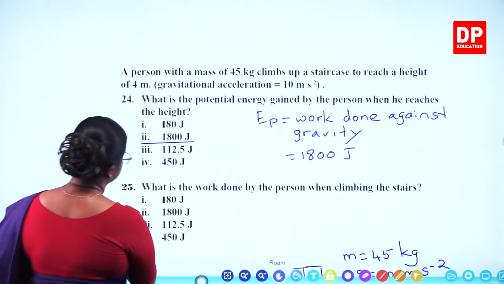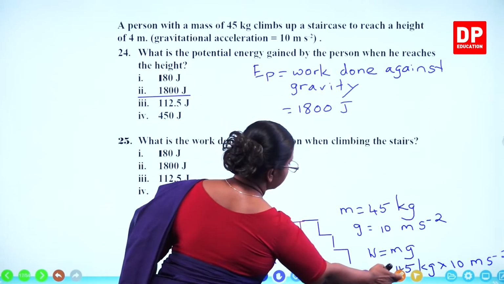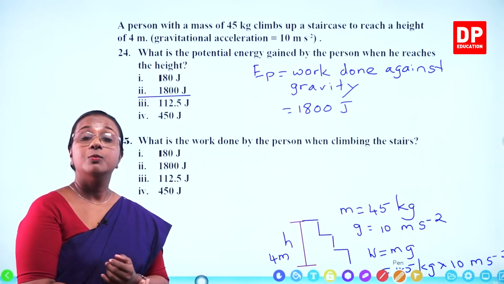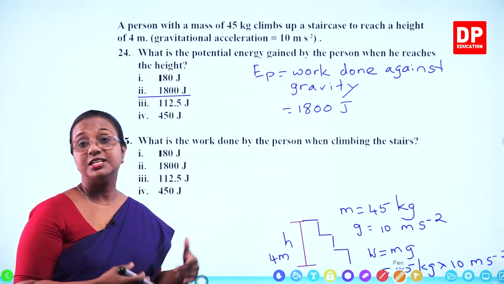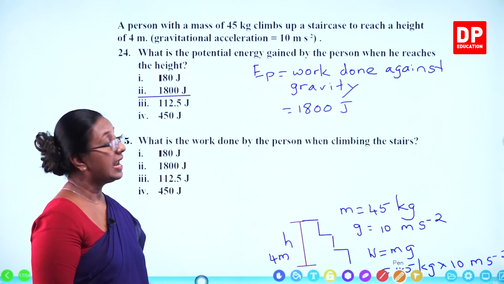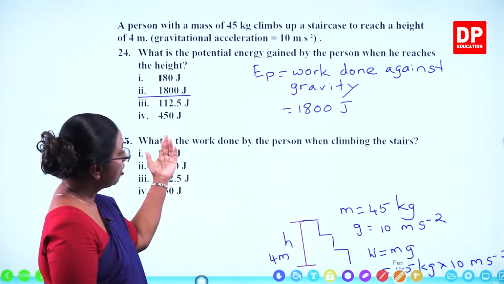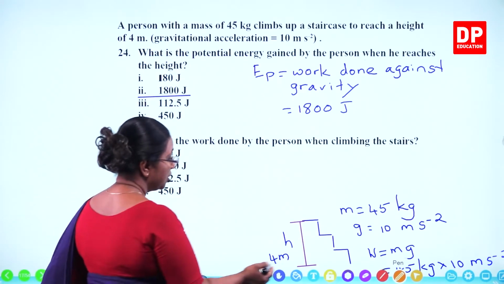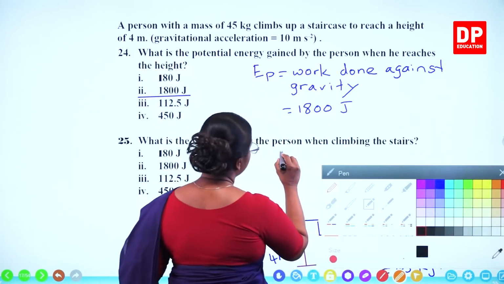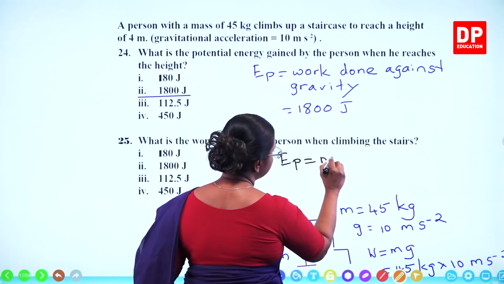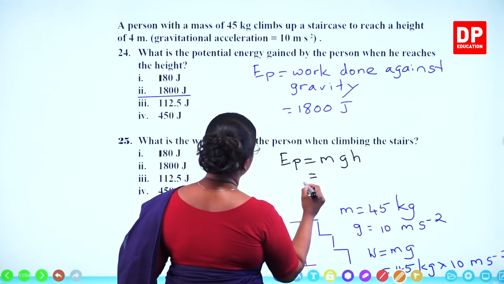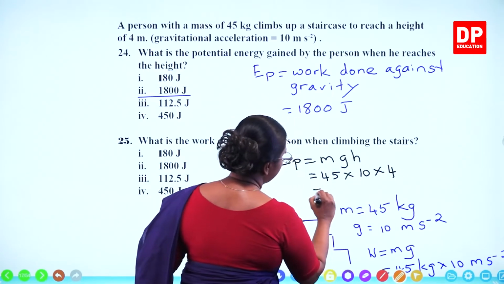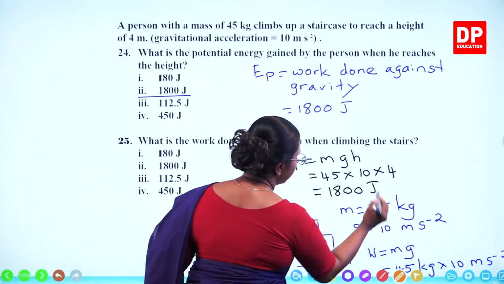Then the next question. What is the work done by the person when climbing the stairs? The same thing. Work done is the gravitational potential energy gain. So we calculated work done and that became the gravitational potential energy. Or you can do it the other way. It's the same thing. E potential is equal to mgh. So even if you use that equation, the same thing. Mass is 45, g is 10 and h is 4. So that also will be equal to 1800 joules.